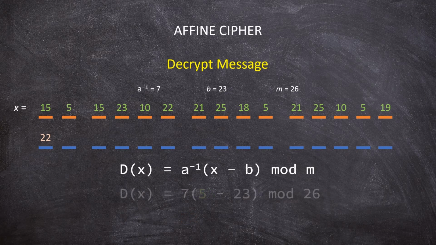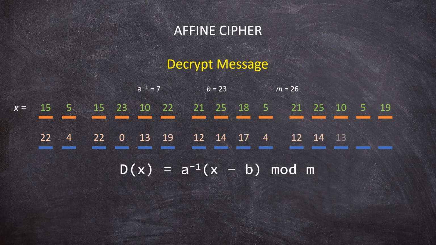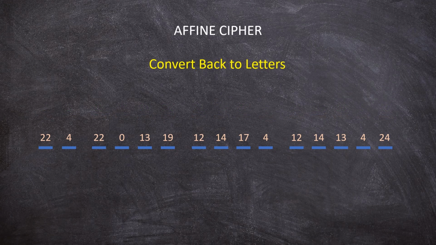The next number 5 becomes a 4, and we continue to iterate over the remaining numbers in the secret message until they've all been deciphered. And as you may have guessed, the final step is to take the numbers returned by the decryption function and turn them back into letters.